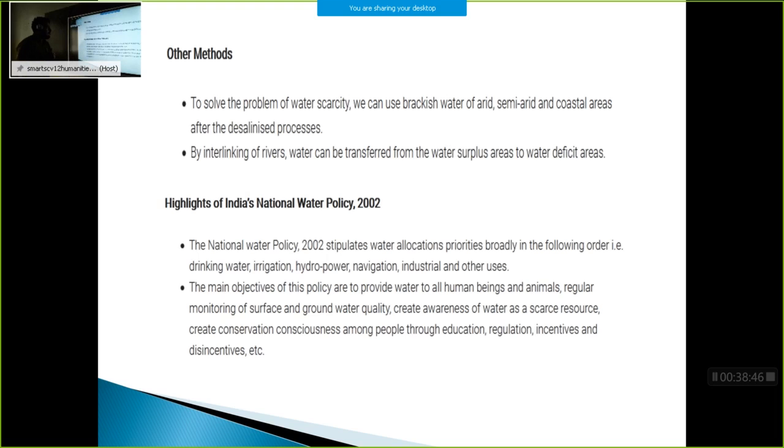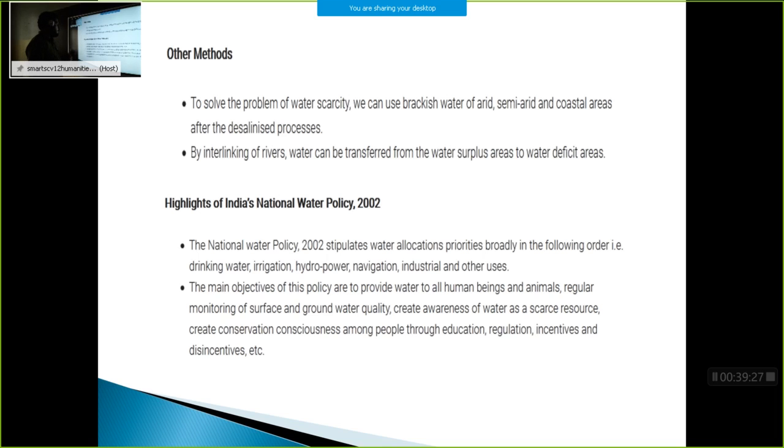Okay. Now these are the highlights of India's National Water Policy 2002. The National Water Policy 2002 stipulates water allocation priorities broadly in the following order: drinking water is the first priority, then irrigation, then hydropower, then navigation, then industrial and other uses. So here you can see that the most priority is given to drinking water. Drinking water is given the most important place. After drinking water only can we use water for irrigation, hydropower, navigation and all other purposes.